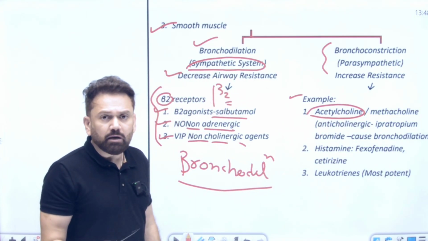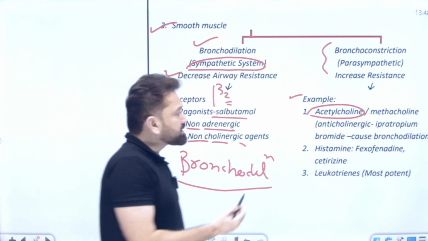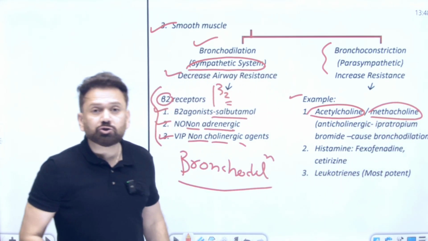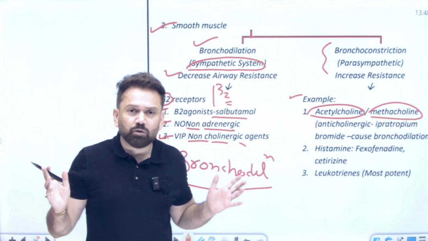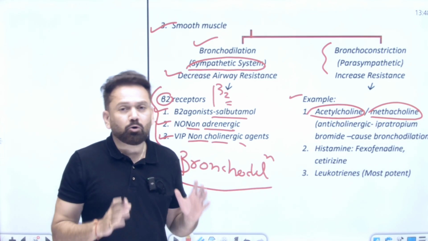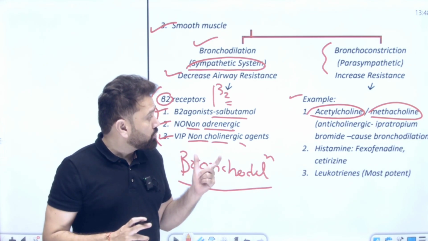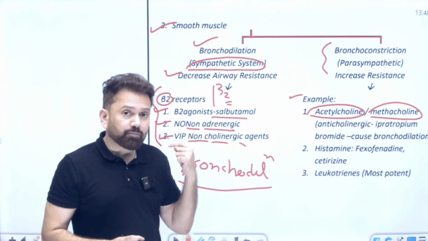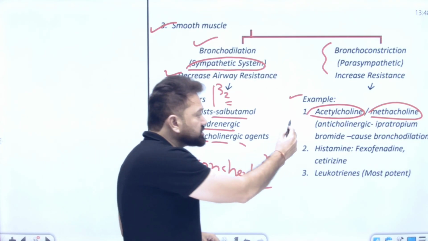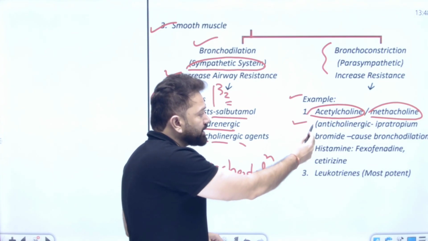What is the pharmacological agonist of acetylcholine? Methacholine. These can cause bronchoconstriction because you are relaxed. You don't want much air. So the bronchus are relaxed. That is why in asthma we want dilation, so we will give an anticholinergic like ipratropium bromide.